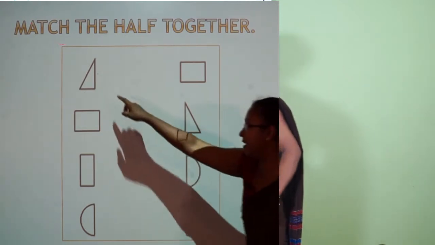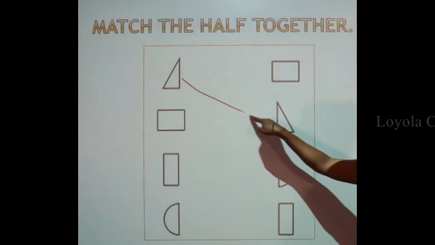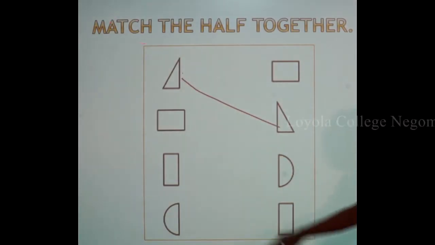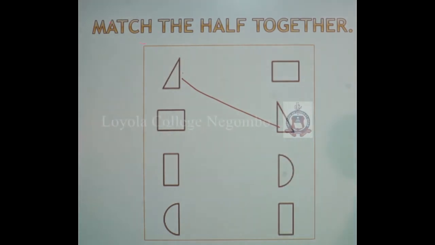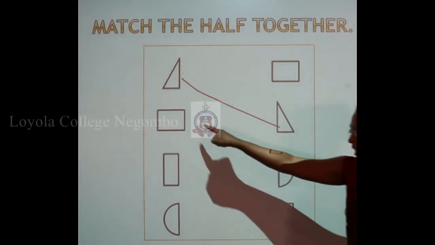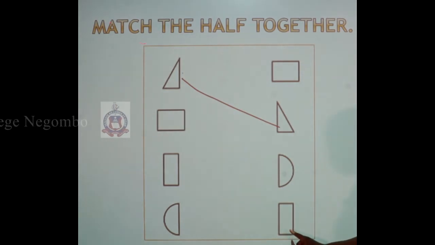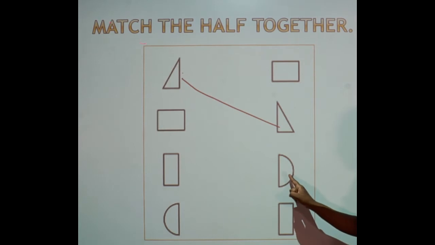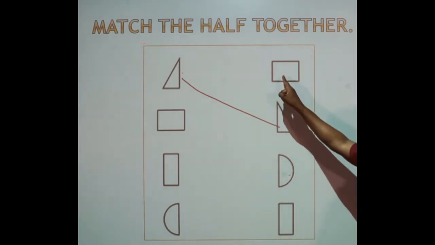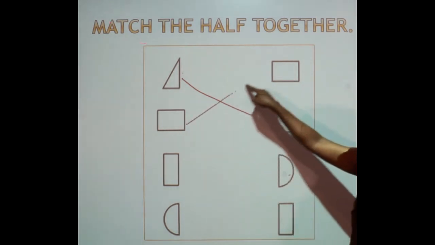Okay, here it is. And the 1/2 of this, can you find it out? Where is it? Is it this? Are these 2 halves? No, they are not equal. Are these 2 halves? No, they are not equal. So this is the correct one.